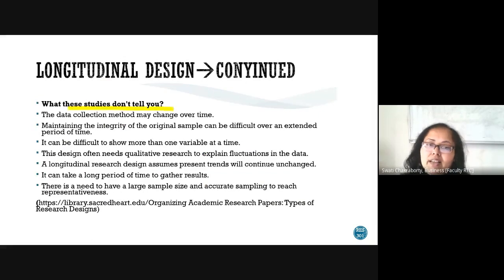What these studies don't tell us: the data collection method can change over time. Maintaining the integrity of the original sample can be difficult over an extended period of time. It can also be difficult to show more than one variable at a time. This sort of design requires qualitative research to explain fluctuations in the data. It basically assumes present trends will continue unchanged. That's the assumption, that there won't be any change in the present trend. And it can take a long period of time to gather results. And there is a need to have a large sample size and accurate sample to reach representativeness. Okay, a small sample will not work.